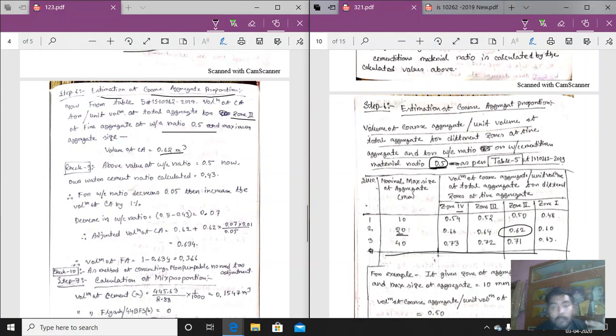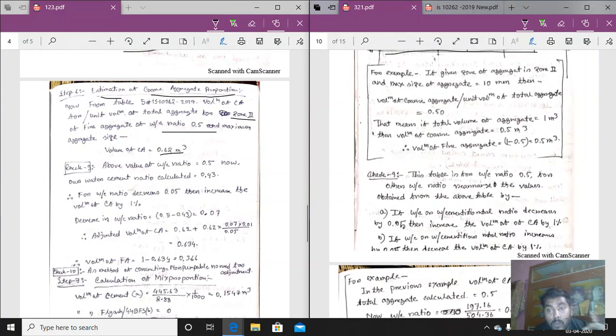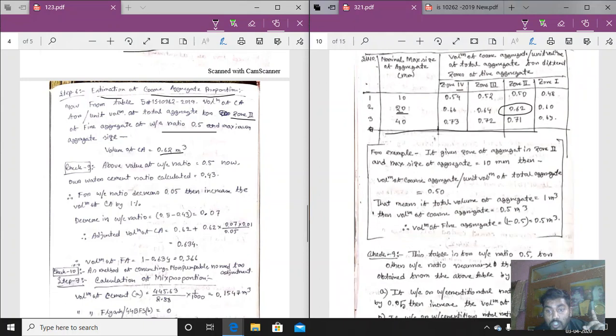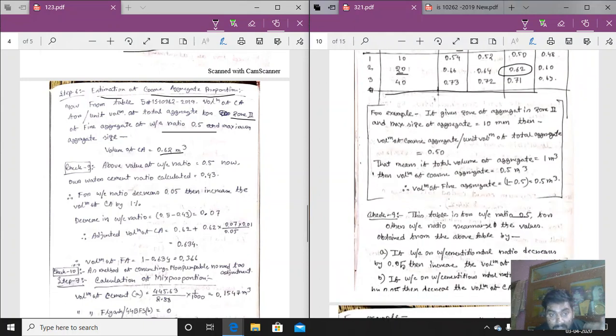Now check number 9. The table is only for water cement ratio 0.5, but in our case what is the water cement ratio that we have got? 0.43. So the water cement ratio has decreased from the specified value. So for that we have to apply some adjustment. What is the adjustment?